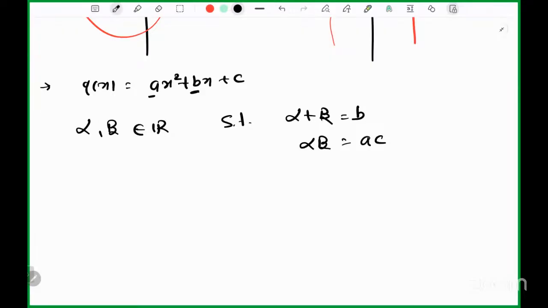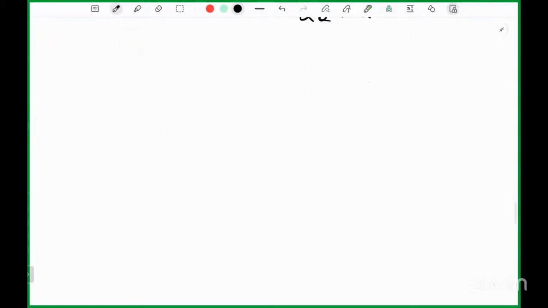But suppose if we have a and c, then ultimately we need to find two numbers in such a way that their product will become AC and their summation will become B. Okay. So this is known to be the prime factorization method. One example we can do.